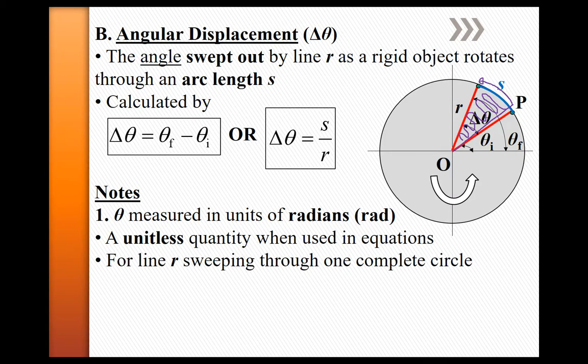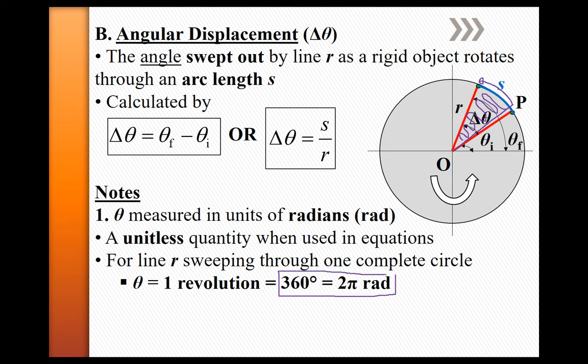2, for a line r that sweeps through one complete circle, theta would be 1 revolution. So 1 revolution is going around the circle 1 time. That would sweep out an angle of 360 degrees. And the equivalent way that we represent this in radians is if we sweep an entire circle, we say it sweeps an angle of 2 pi radians. So the important thing is to identify the ratio between degrees and radians, which tells me that in 2 pi radians, there is 360 degrees. Okay, that's what 2 pi radians would be equivalent to.